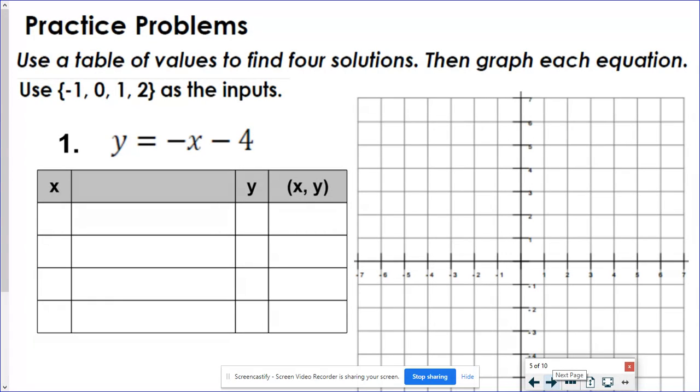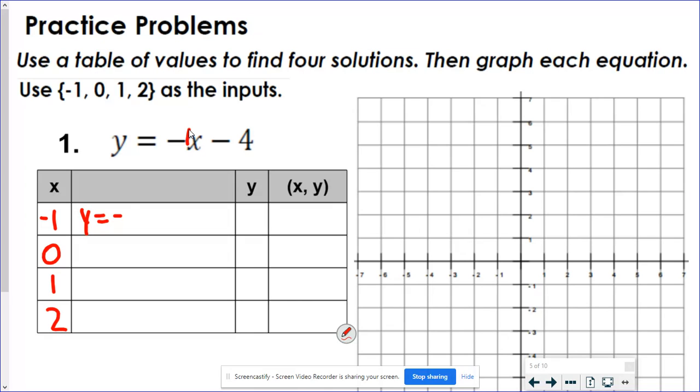Here's just another one that I'm going to go through pretty quickly. The one thing I do want to mention is that, remember, when I say y equals -x minus 4, that's really a -1x. That might help. So my x's are going to be -1, 0, 1, 2. And again, I'm going to go through this very quickly because you're just watching these.